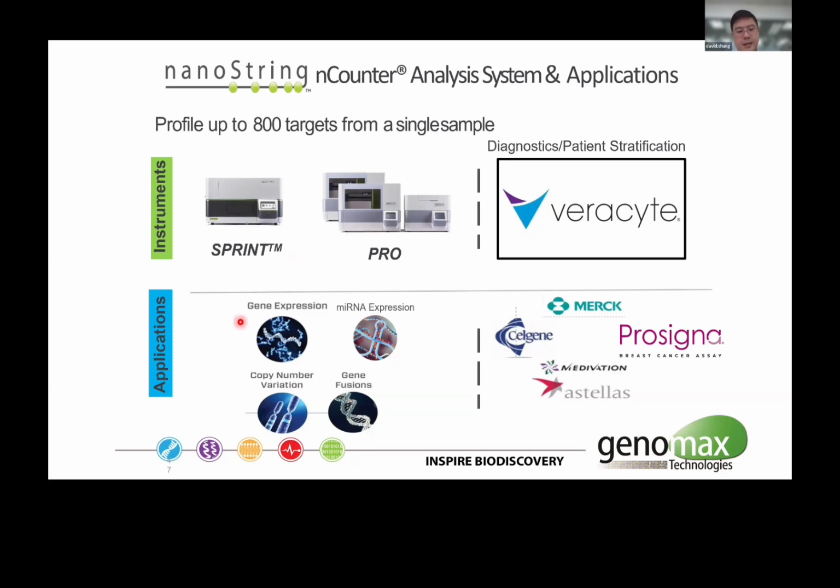For their research use panels, they have a wide range of panels for different research areas for gene expression. They also have panels for microRNA expression, gene fusions, and 1 panel for DNA assay, which is copy number variation.